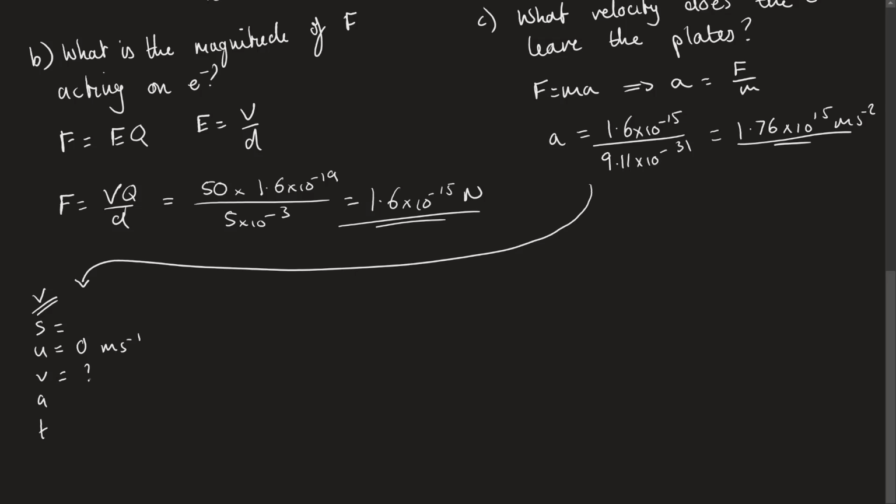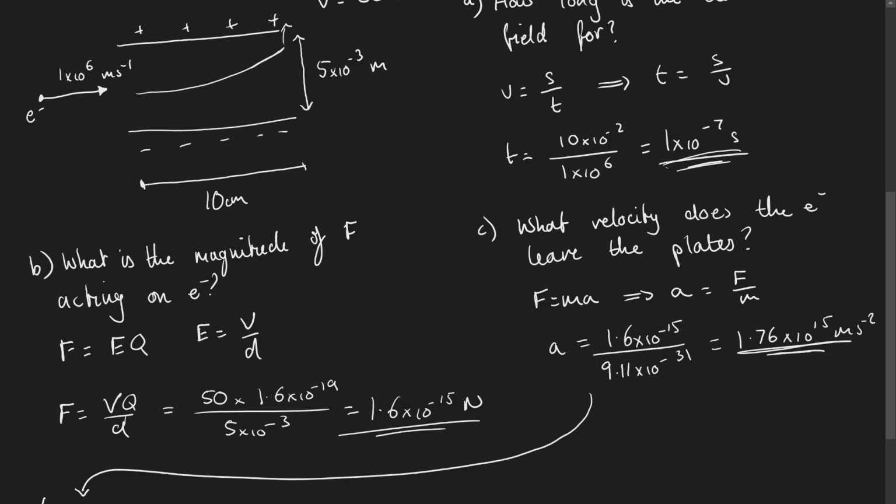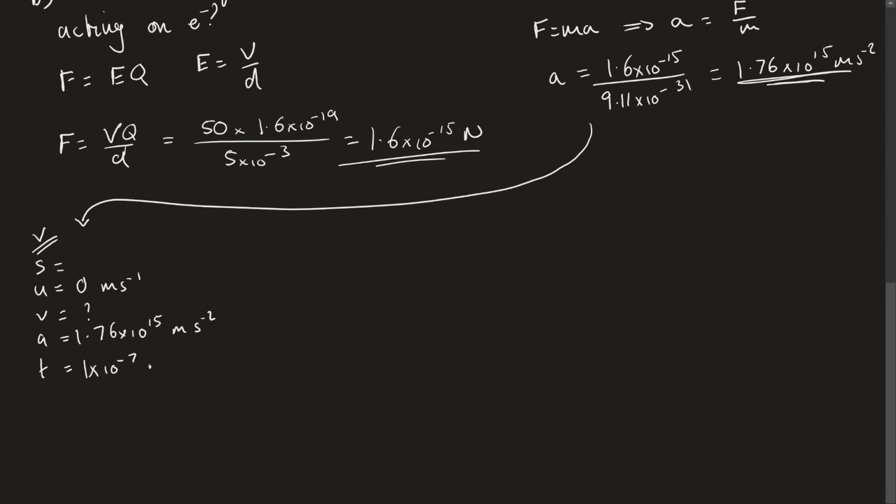Our final velocity is what we're trying to work out, so we'll leave that there. We know the acceleration is 1.76 times 10 to the positive 15 meters per second squared. And we calculated the time in the very first part of the question to be 1 times 10 to the minus 7 seconds. Then from here, we have V, U, A, and T. So we can say V is U plus AT. U is 0, so V is just equal to AT. So V is equal to 1.76 times 10 to the 15 multiplied by 1 times 10 to the minus 7. So we end up with a velocity of 1.76 times 10 to the 8 meters per second.